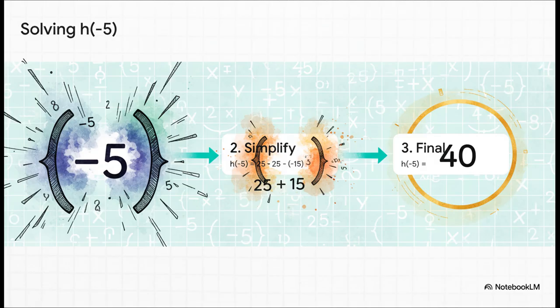We substitute negative 5, but we do it inside the parentheses. So we get h of negative 5 equals negative 5 squared minus 3 times negative 5. Now the most important part. Negative 5 squared means negative 5 times negative 5, which is a positive 25. Then, subtracting 3 times negative 5 is the same as subtracting negative 15. Which is really just adding 15. And 25 plus 15 gives us 40. The parentheses made sure we got it right.